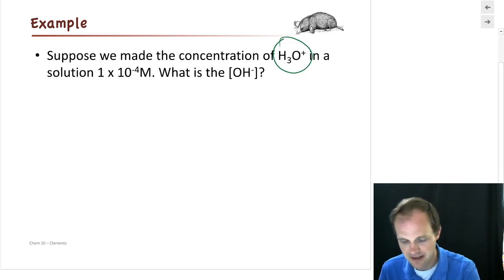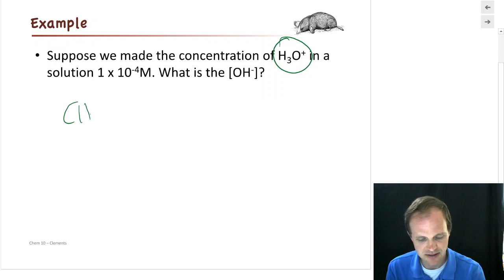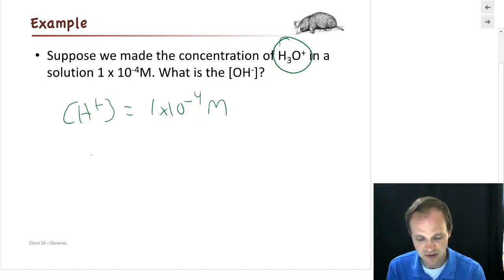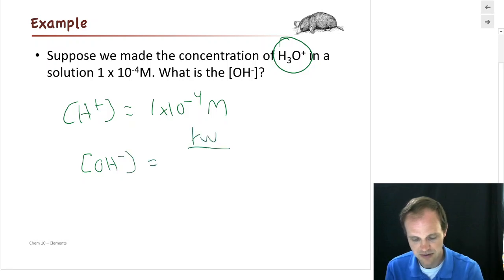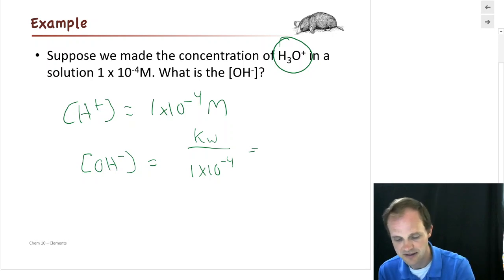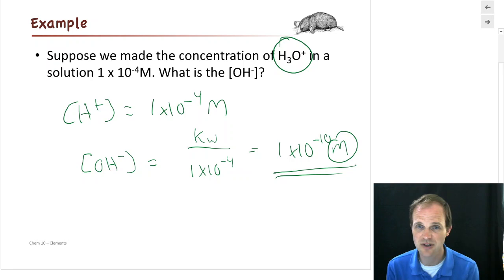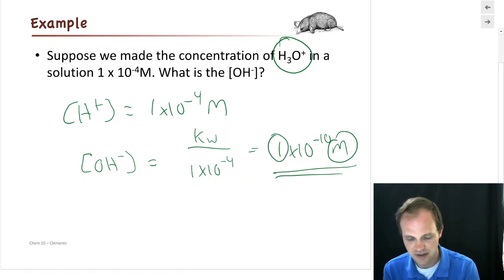All right, H3O plus, what's that? It's the same thing as H plus. Is 1 times 10 to the minus 4th molar. We did the work in the other one to find that OH minus is Kw over 1 times 10 to the minus 4th. Kw is 1 times 10 to the minus 14th, and so you get 1 times 10 to the minus 10th molar. Again, put that unit on there even though it's nowhere else. And 1 sig fig here because we had 1 sig fig there.